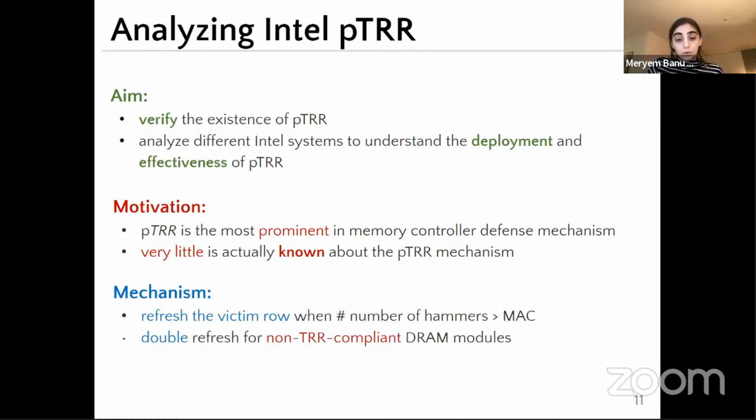According to Intel's public documentation, PTRR refreshes a victim row when the number of hammers to an aggressor row exceeds the MacValue of the memory module. Also, for the non-TRR compliant modules, meaning modules without the MacValue or modules with MacValue set to untested, it just doubles the refresh rate.